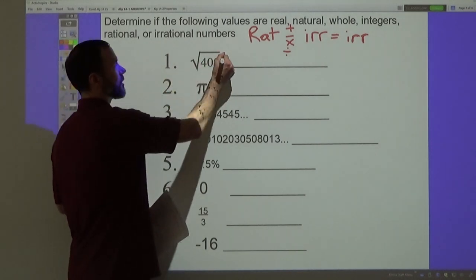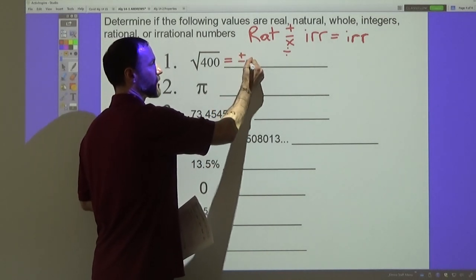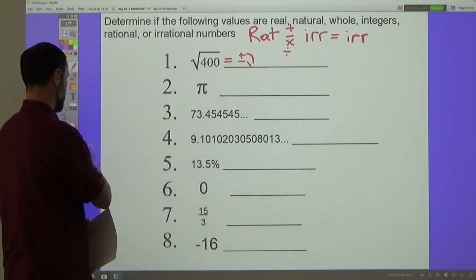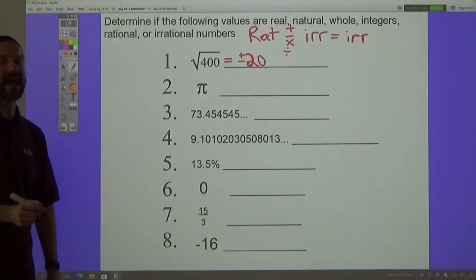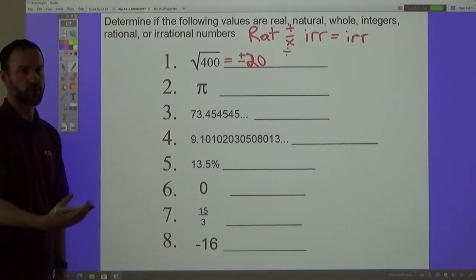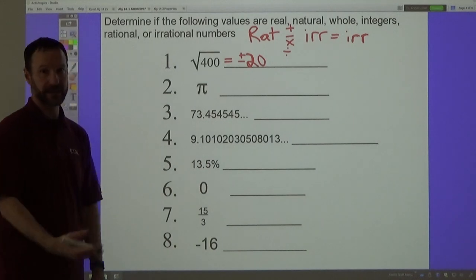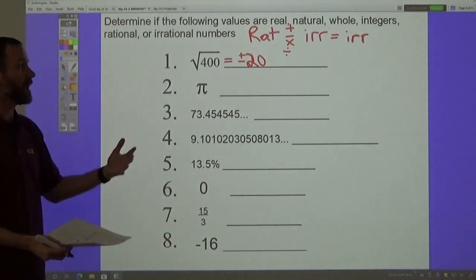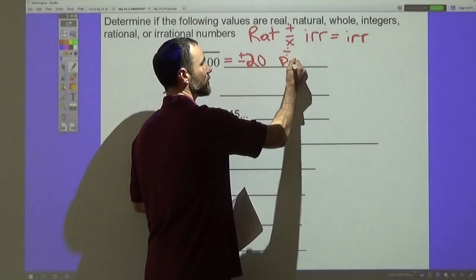Well, the square root of 400, when you take the square root, and I think we talked about this right before break, the square root of 400 is actually positive or negative 20. Because 20 times 20 is 400, negative 20 times negative 20 is 400. So it's plus or minus 20. Well, so we have a positive 20 and we have a negative 20. That is a real number.